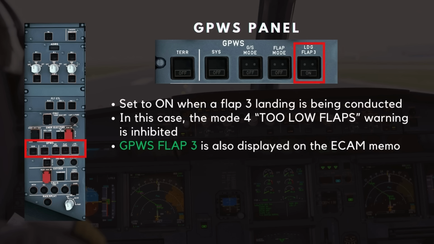The landing flap 3 push button is set to on when a flap 3 landing is being conducted. In this case, the mode 4 too low flaps warning is inhibited. GPWS flap 3 is also displayed on the ECAM memo.